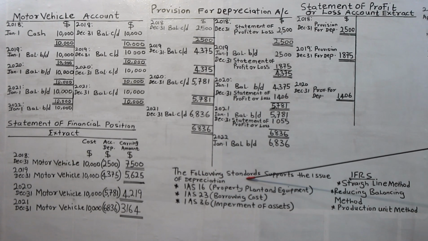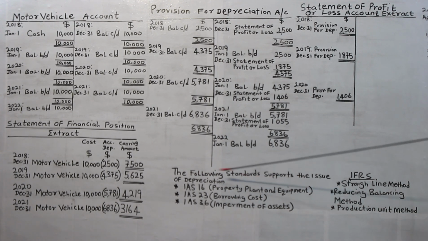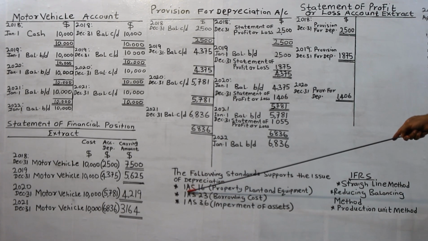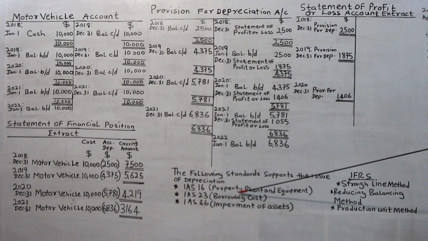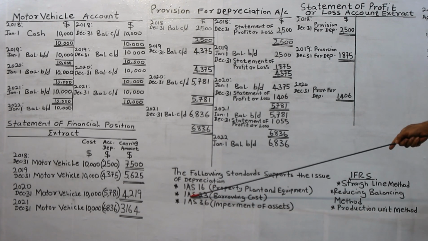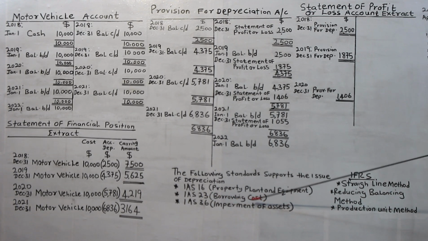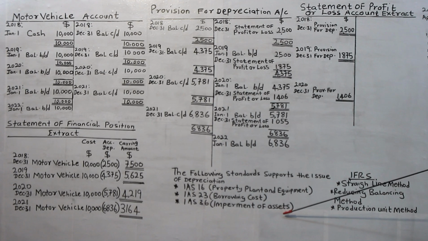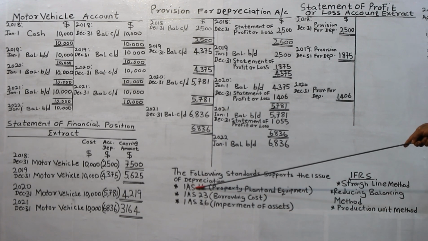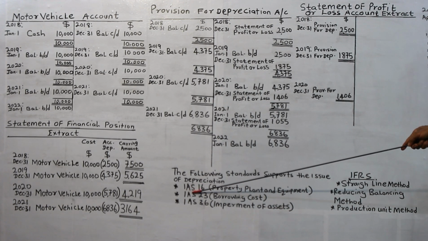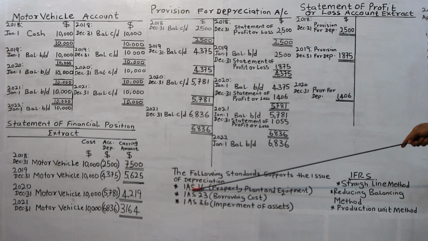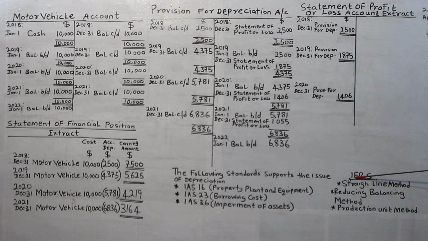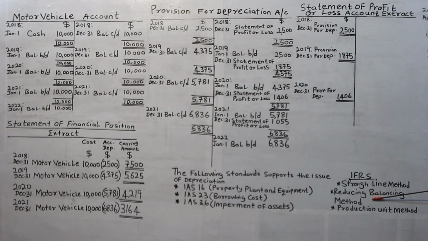The following standards support the issue of depreciation. IAS 16 on property, plant and equipment, IAS 23 on borrowing costs, IAS 36 on impairment of assets. IAS means International Accounting Standards. We are going to look at this later. IFRS supports the straight line method, reducing balance method, and the production unit method.